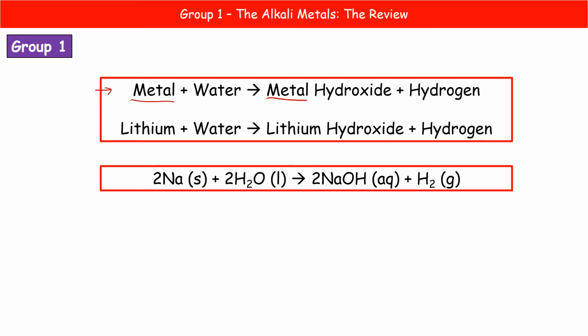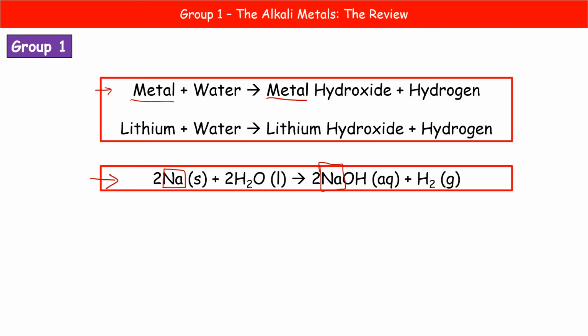So if you learn the general word equation at the top, then all you need to do is just change the word metal for whichever alkali metal they give you. As far as the balanced symbol equation goes, if you memorize this, all you then need to do is change the symbol for the metal, because the alkali metals will always react in exactly the same way as one another. So for those of you that really hate balancing equations, here's a way around it.